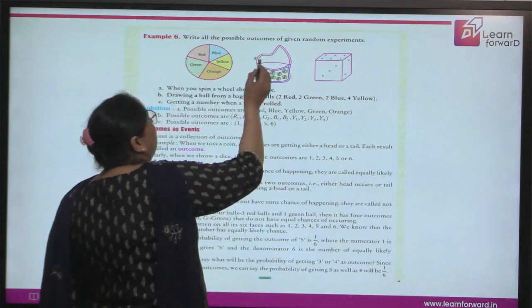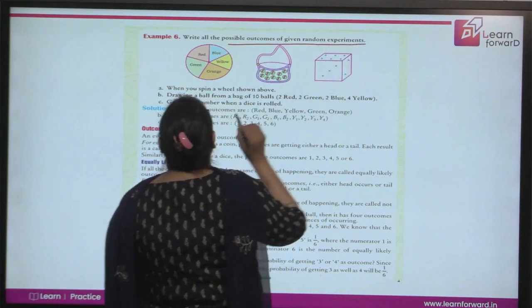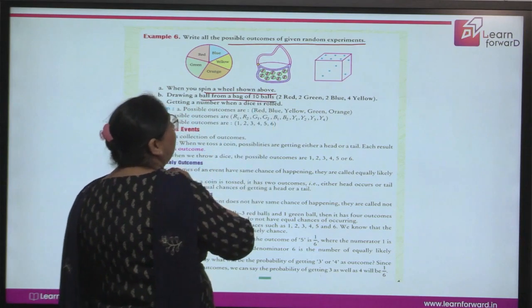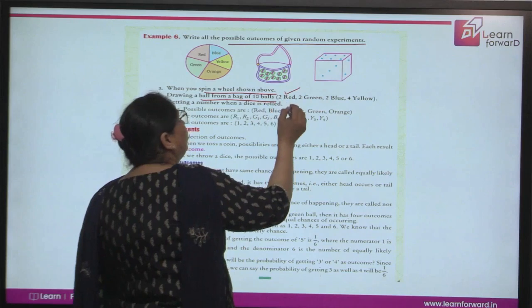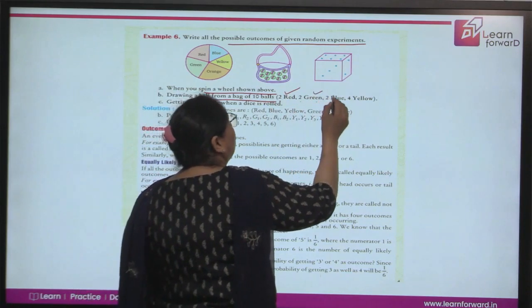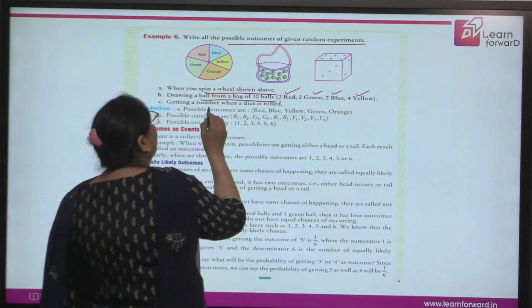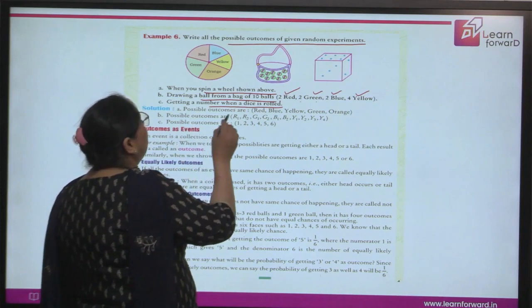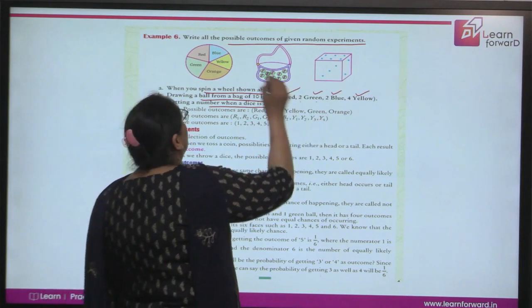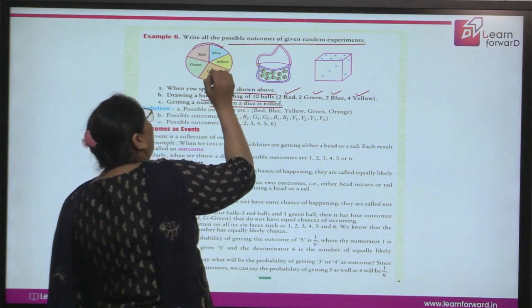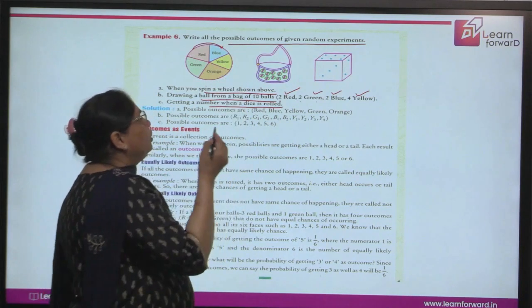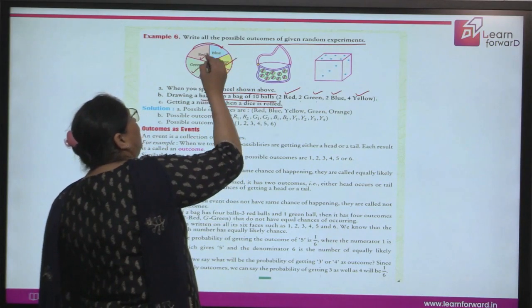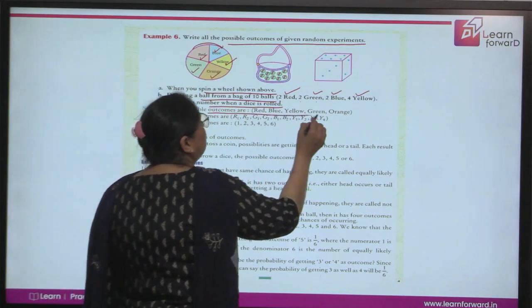Write all possible outcomes for these random experiments. Spinning a wheel shown above, drawing a ball from a bag of 10 balls, among which 2 are red, 2 are green, 2 are blue, 4 are yellow, and getting a number when a dice is rolled. For the wheel, the possible outcomes are red, blue, green, yellow, orange. When we spin, the spin can stop at yellow, orange, green, red or blue. So the outcomes are these 5 colors.